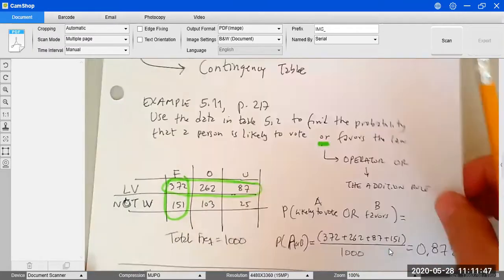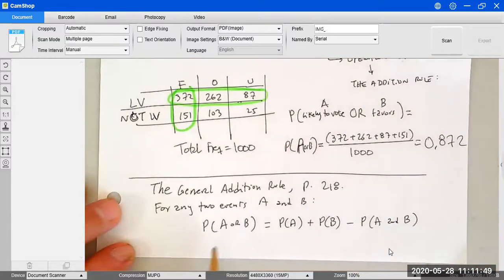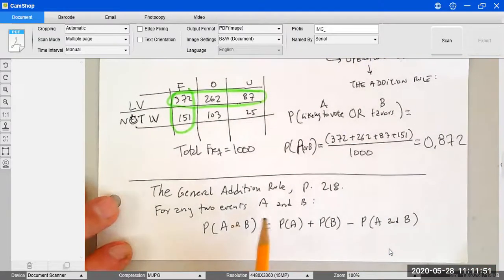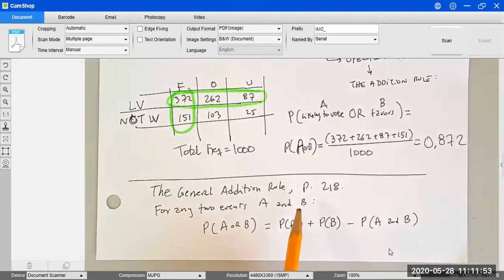So now, mathematically speaking, the general addition rule, which is on page 218, is just for any two events A and B. This is the formula that you're going to use.